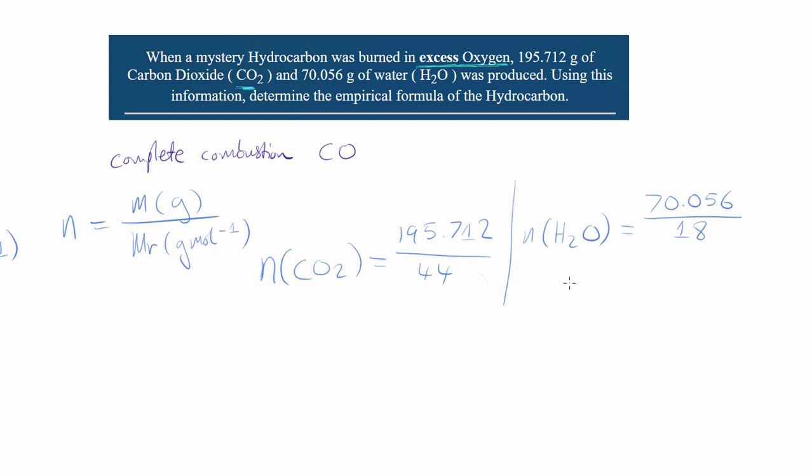And I would invite you at this stage to work out both of those on your calculator and see what you get. Okay, so if you had to go at working that out, what you should get for this one, 195.712, etc., is 4.448, and in the case of H₂O, for this one, what you should get is 3.892, right?